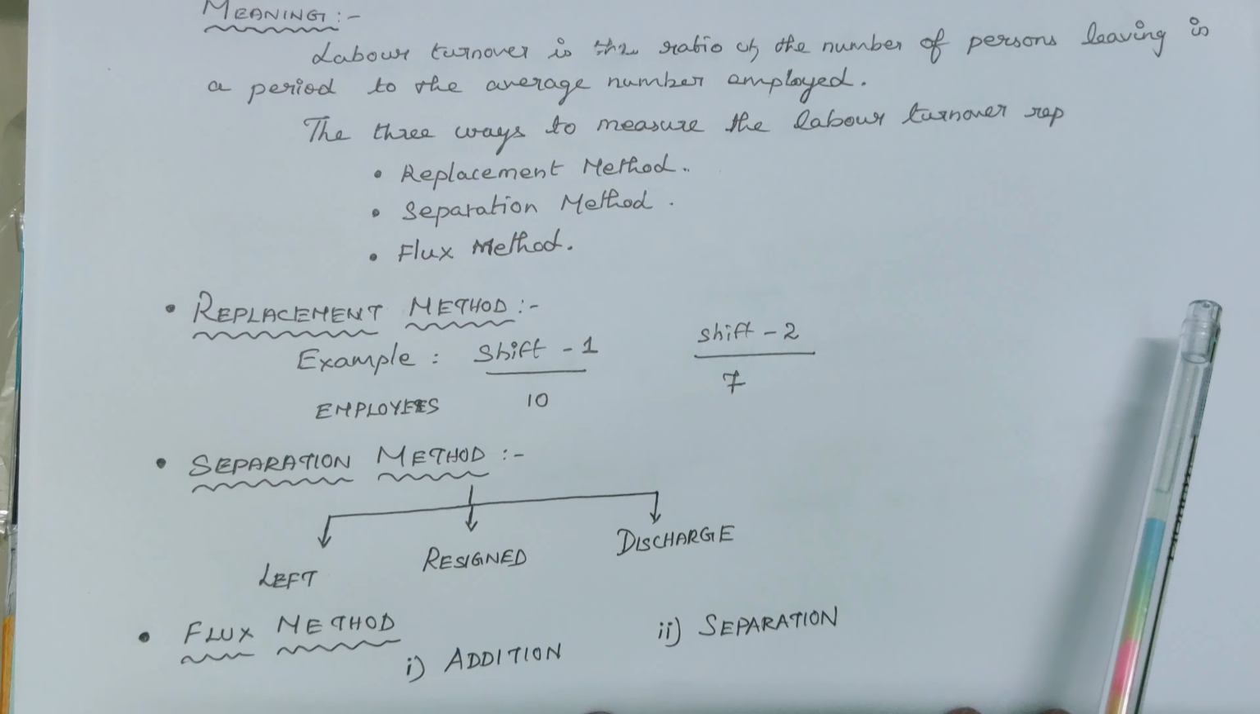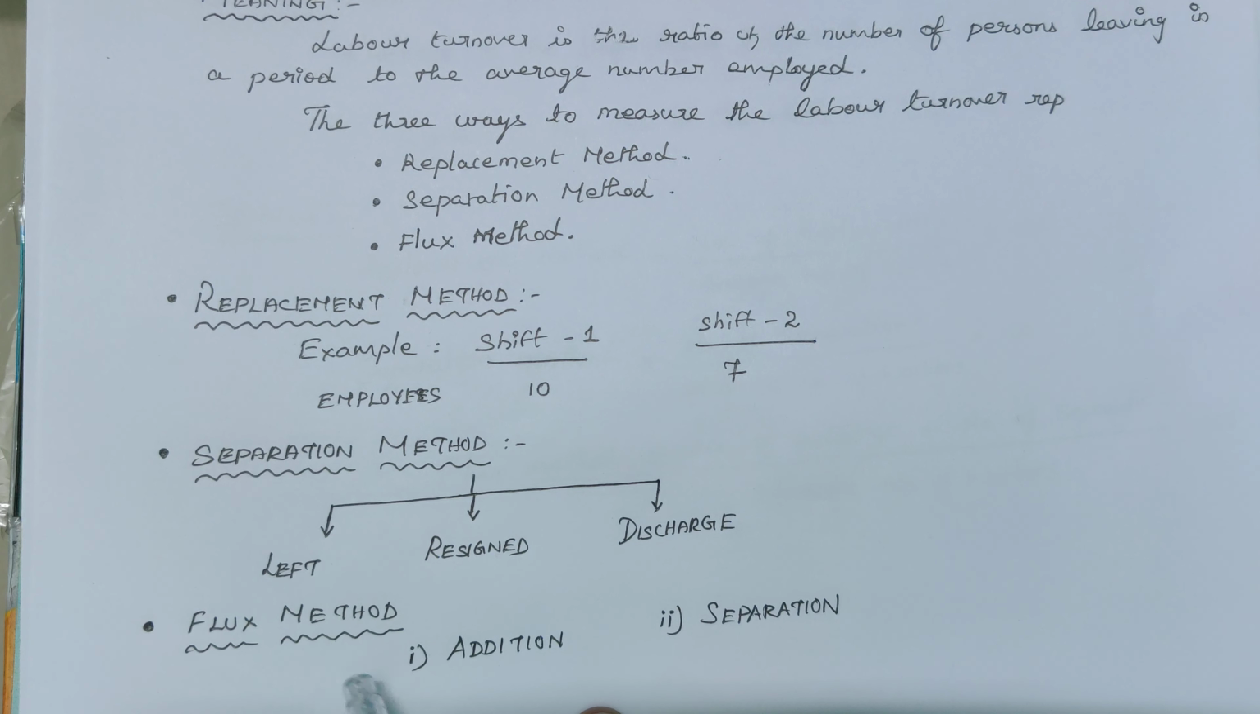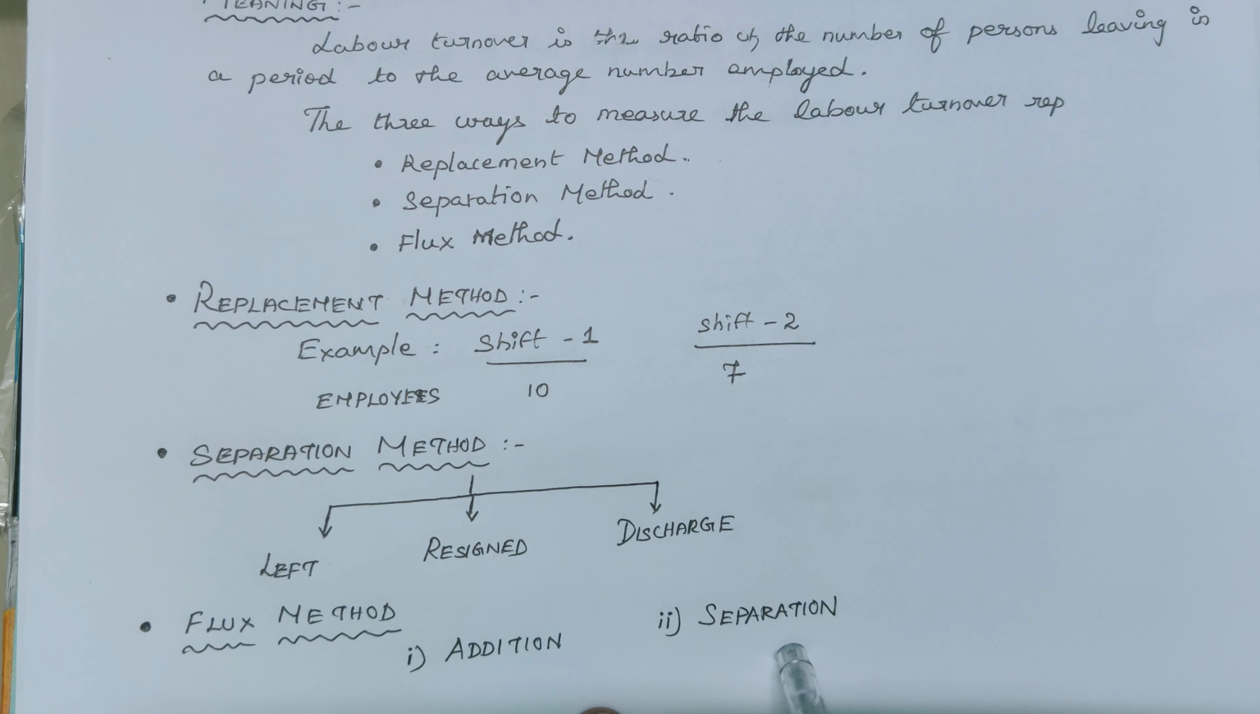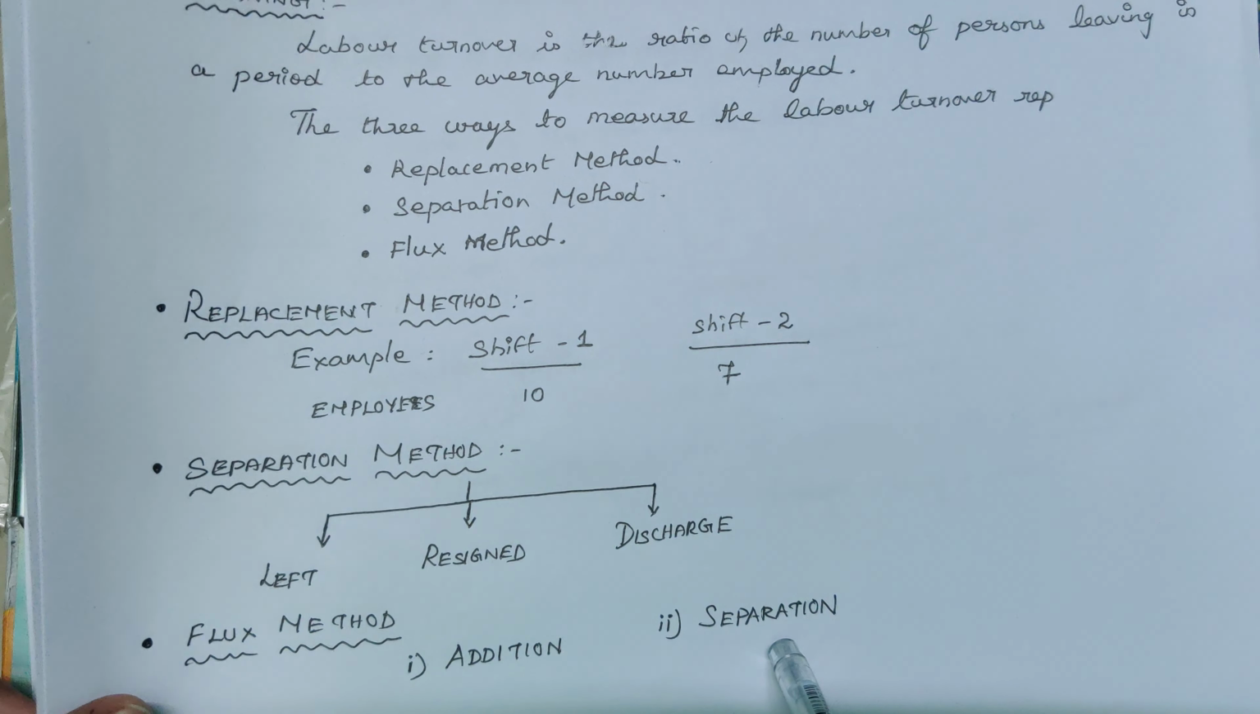And the third one is the flux method. In the flux method, we calculate addition as well as separation. In addition, there will be recruitment. The new employees will be added into the organization. It is called addition. And in separation, we already know left, resigned, and discharge. These three categories will be taken into account for the separation. So in the flux method, both recruitment, that is addition, as well as separation, which is left, resigned, and discharge, are taken into account.